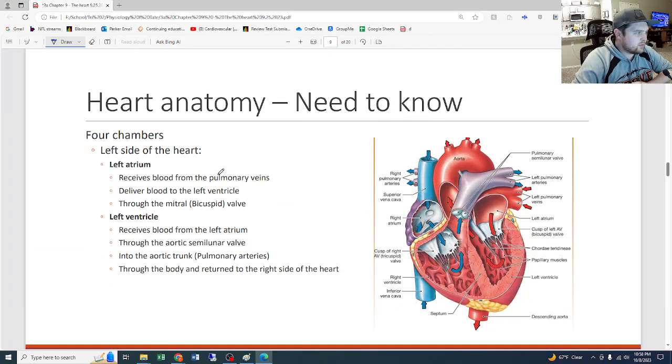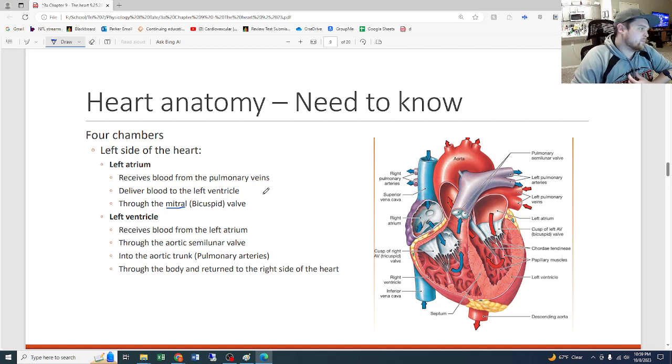Left atrium receives blood from the pulmonary veins, delivers blood to the left ventricle through the mitral or the bicuspid valve. There's another name for the left one. The left is mitral valve or bicuspid valve or left AV valve. The right is the tricuspid valve or the right AV valve. Remember those names because you will see them written every single way.